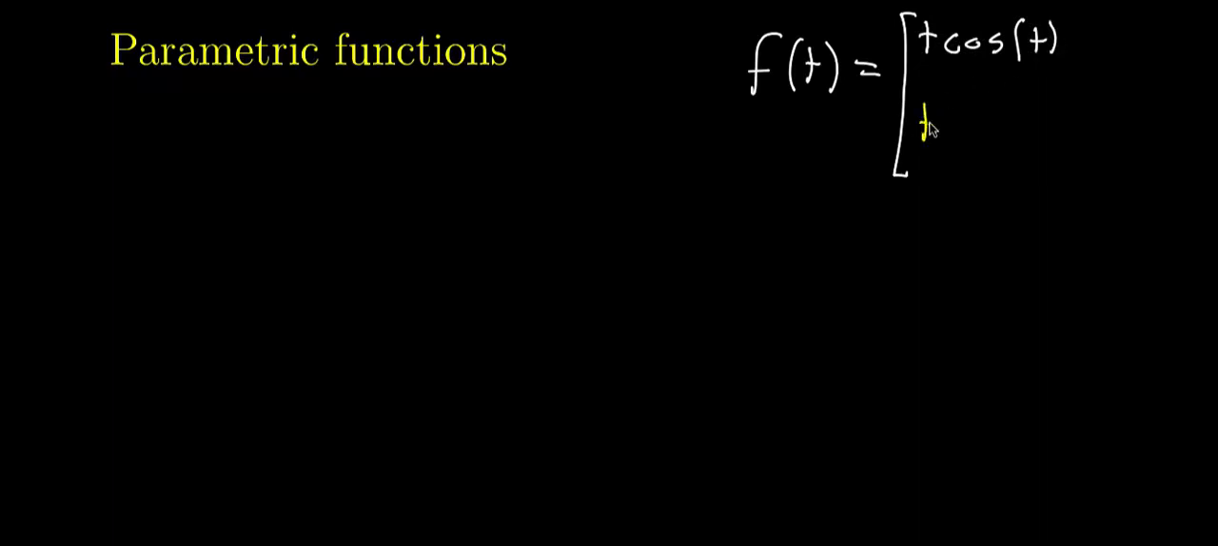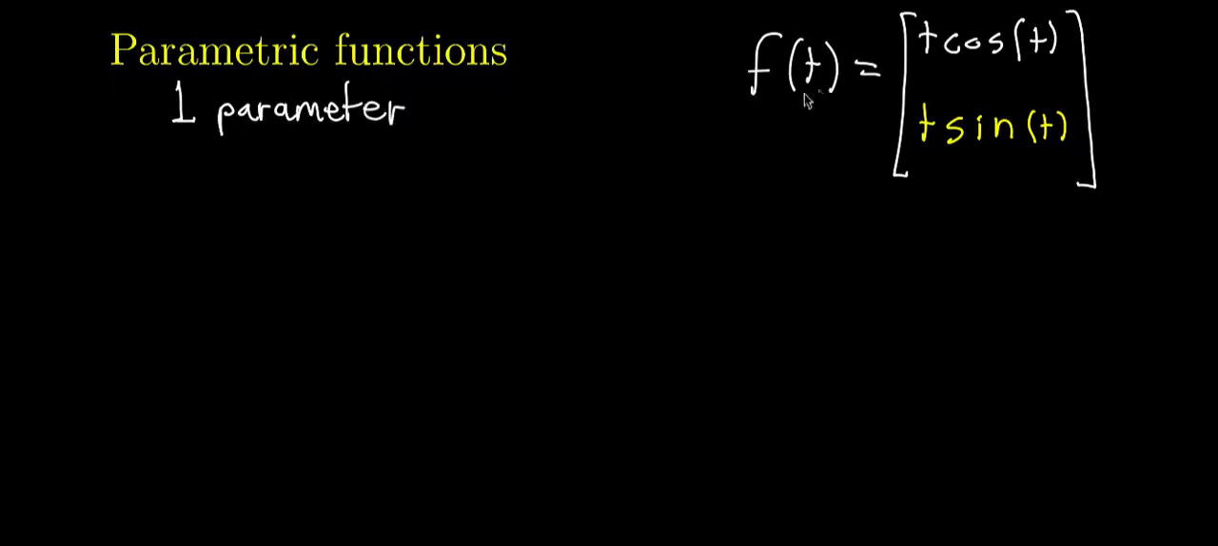More function visualizations. So let's say you have a function that's got a single input, t, and then it outputs a vector. And the vector is going to depend on t, so the x component will be t times the cosine of t, and then the y component will be t times the sine of t. This is what's called a parametric function. And I should maybe say one parameter parametric function. One parameter. And parameter is just kind of a fancy word for input. So in this case, t is our single parameter.